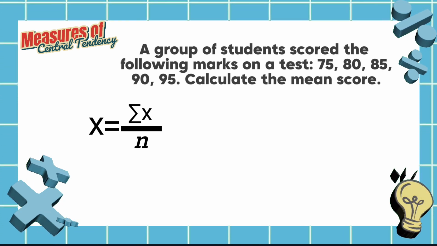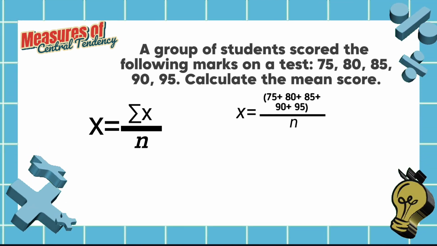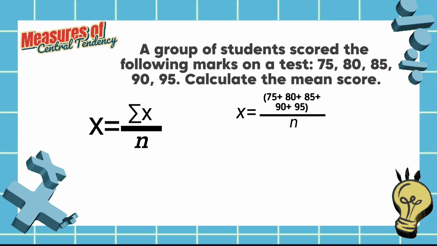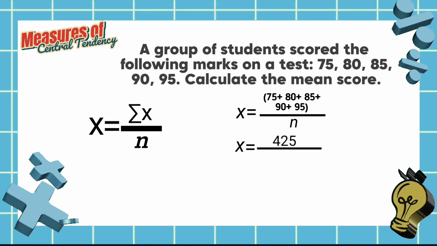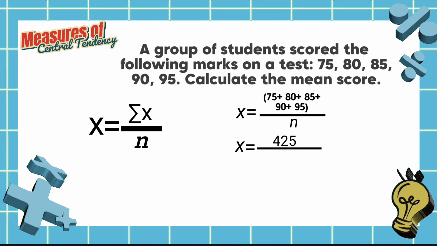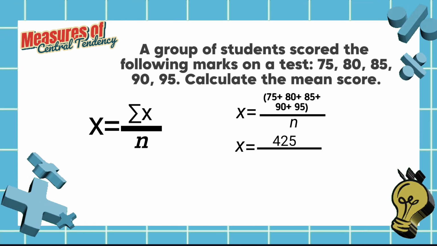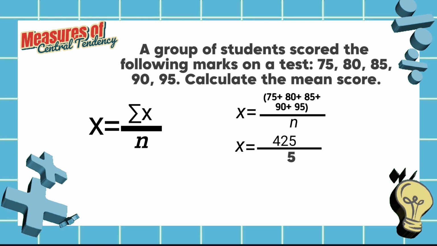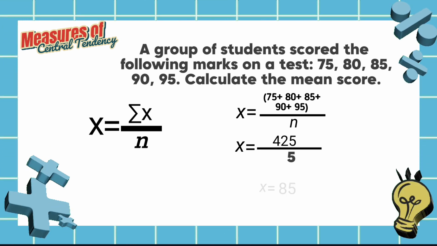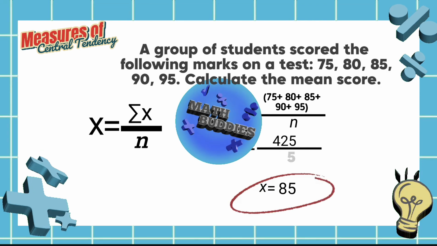First, let's add all the numbers that are given: 75 plus 80 plus 85 plus 90 plus 95. This is equal to 425. Next, find the n. We need to count all the given numbers in the problem, which is a total of 5. After this, divide the total of x by the n. 425 divided by 5 is equal to 85.